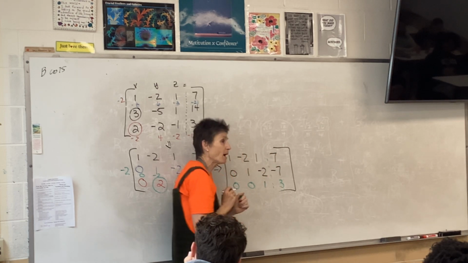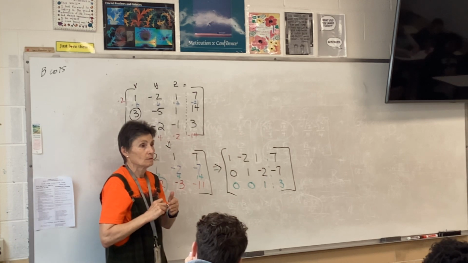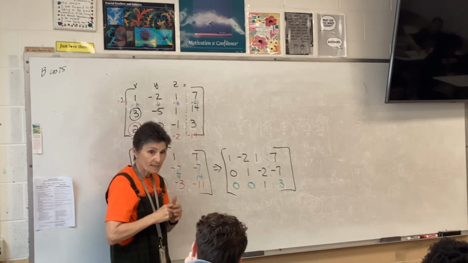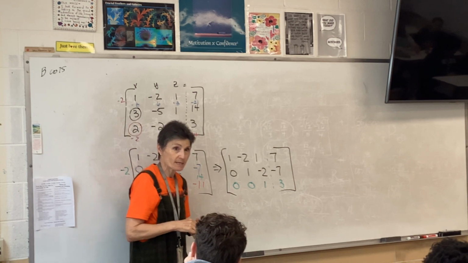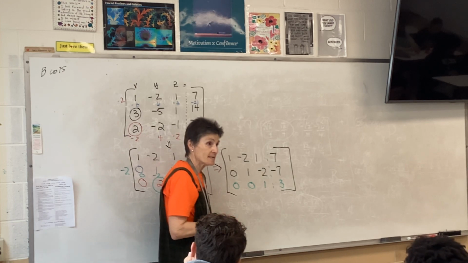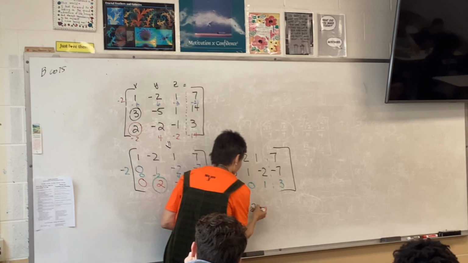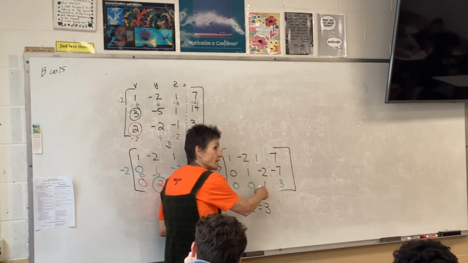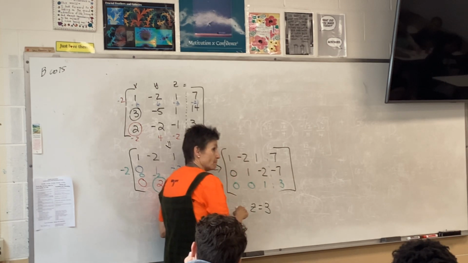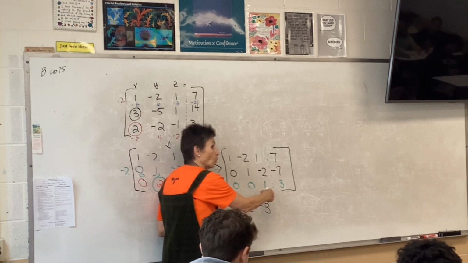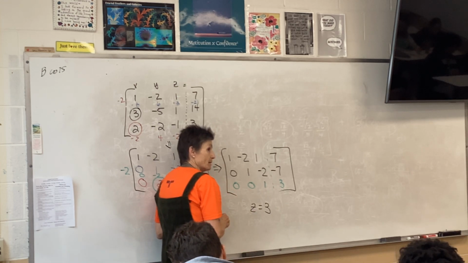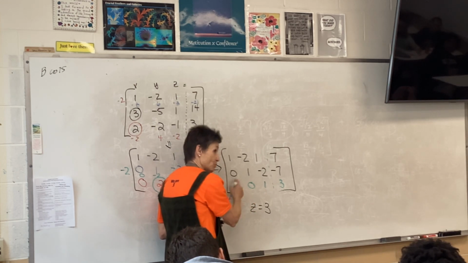So tell me about the bottom row. Z equals 3, right? Z equals 3. Okay, back up a row. This says 1z equals 3. No x's, no y's, 1z equals 3. Kylie, you see why it's nice to have two zeros there?